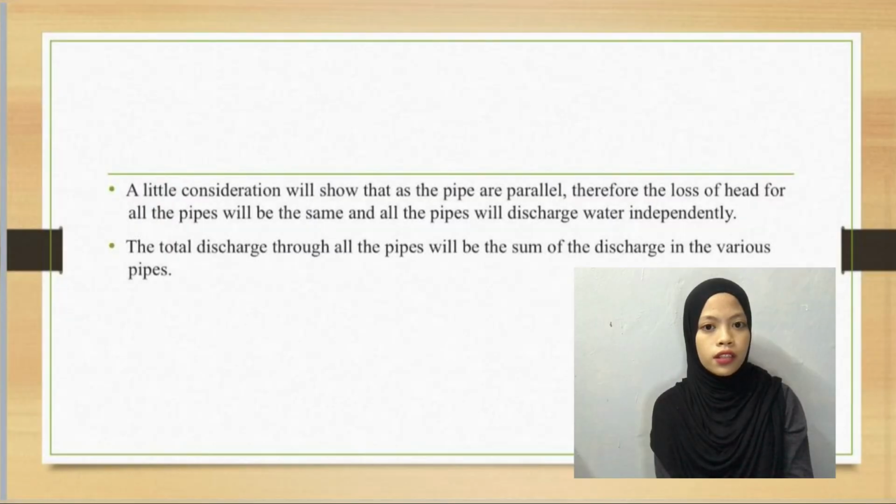Little consideration will show that as the pipes are parallel, the loss of head for all the pipes will be the same and all the pipes will discharge water independently. The total discharge through all the pipes will be the sum of the discharges in the various pipes.